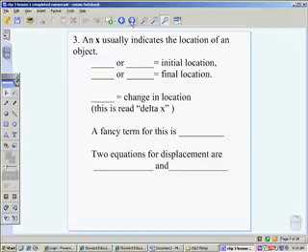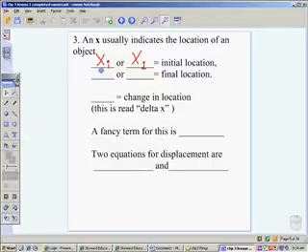Number 2. The variable x usually indicates the location of an object. Well, we can have other variables, but this is the one that we're going to be using consistently throughout this class. Now, when we have objects moving around, we have different x values, and we have to make sure that we keep those straight. And so we add little subscript letters or numbers to the variable x to keep one location separate from another.